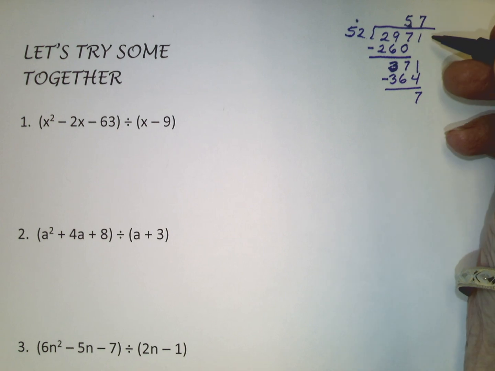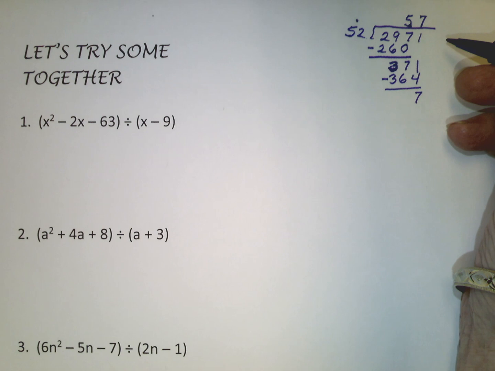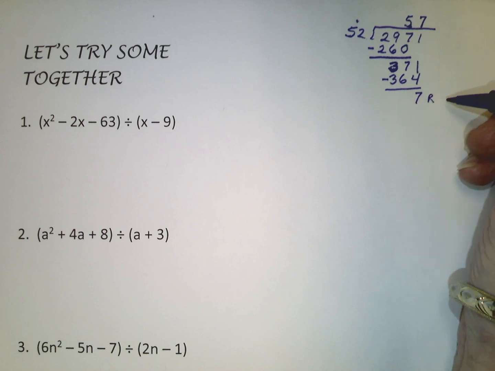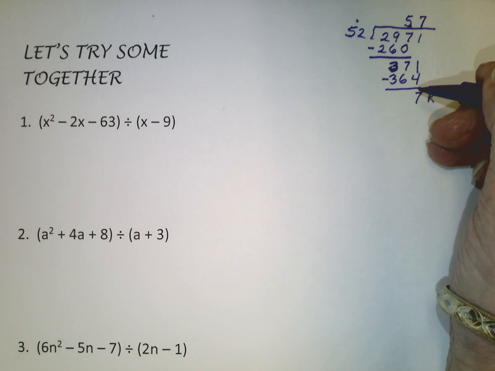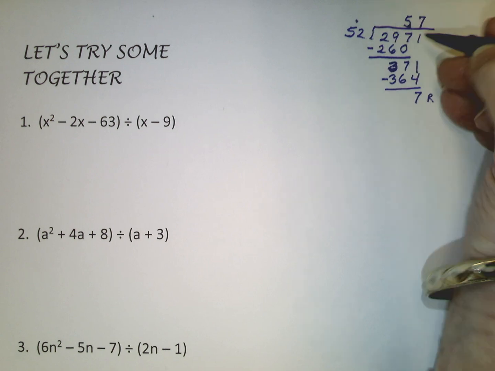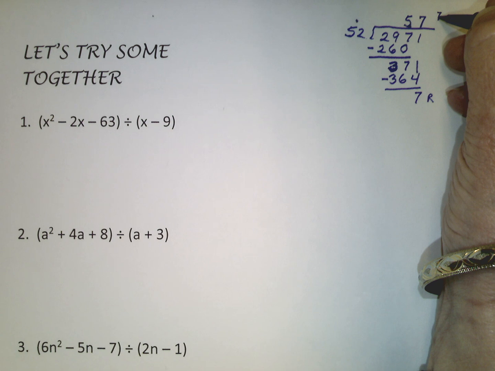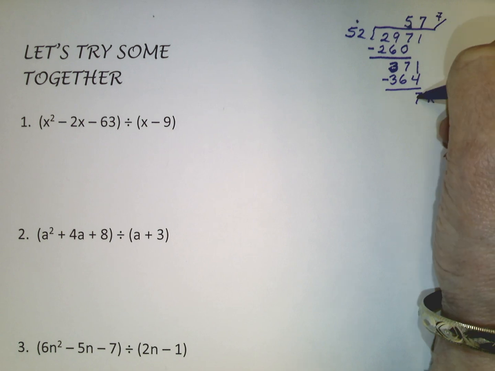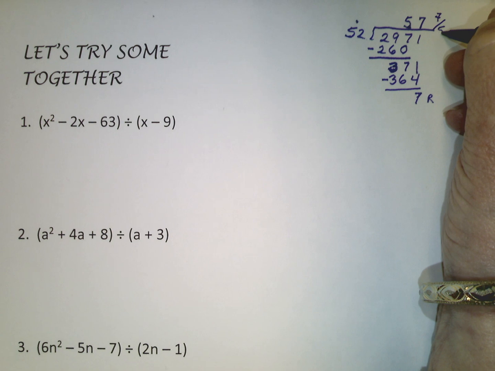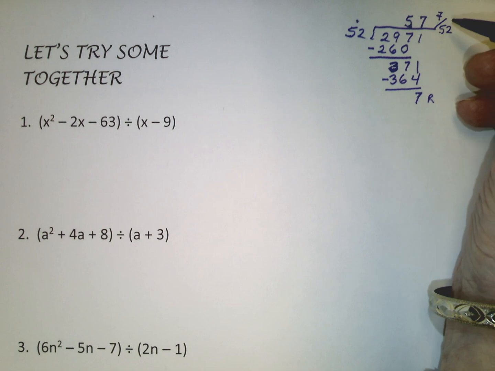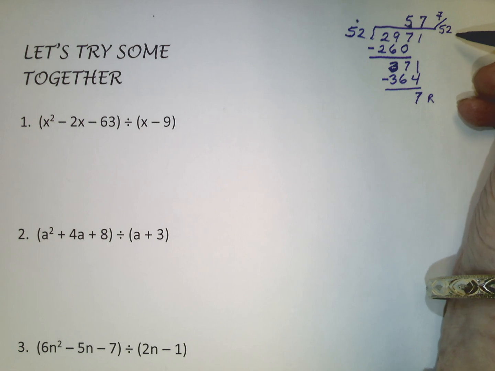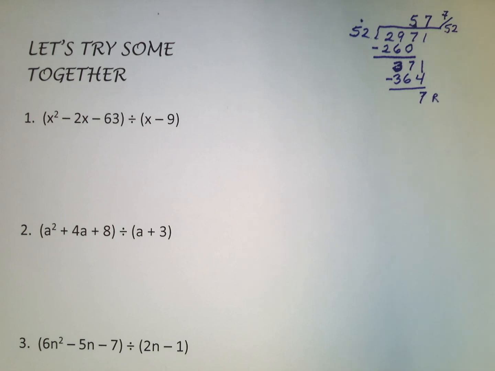Well, we ran out of numbers to bring down. We're not going to do the decimal and the zeros. We're just going to do this. So this is the remainder. But that's a remainder of 7 out of 52. So sometimes we wrote the remainder as a fraction. The entire quotient is 57 and 7 out of 52. And that's how we're going to tackle these.